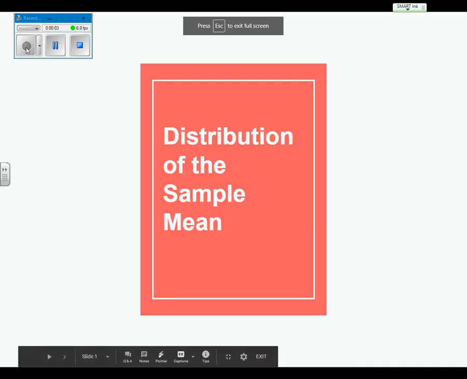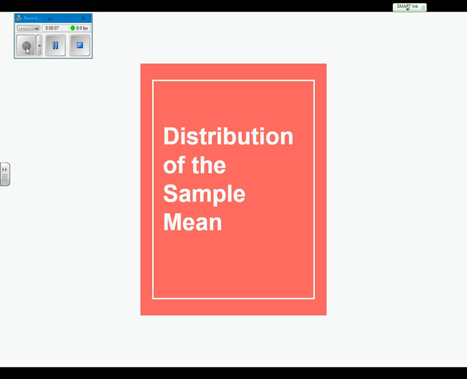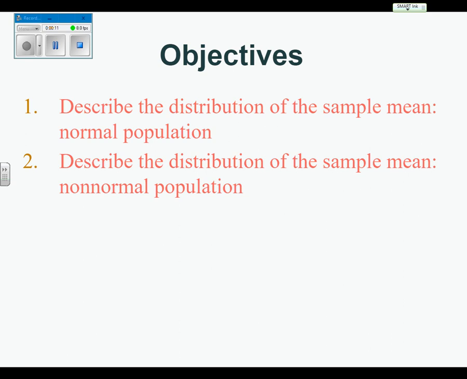Alright guys, this video is going to talk about the distribution of the sample mean. A couple things I want you to get from this lesson. First, I want you to be able to describe the distribution of the sample mean with a normal population. There are three key things we're looking for whenever we're describing. We'll get to that in a little bit.